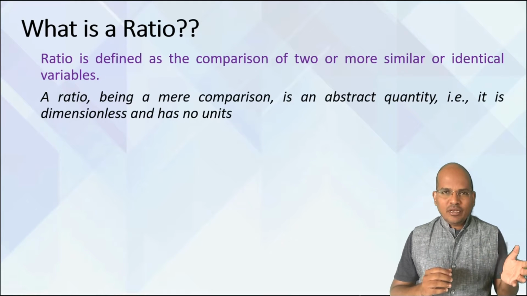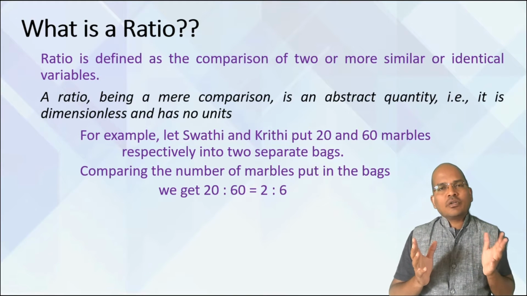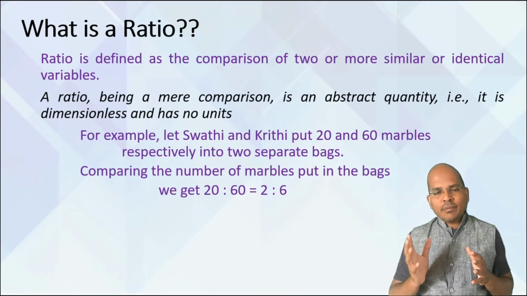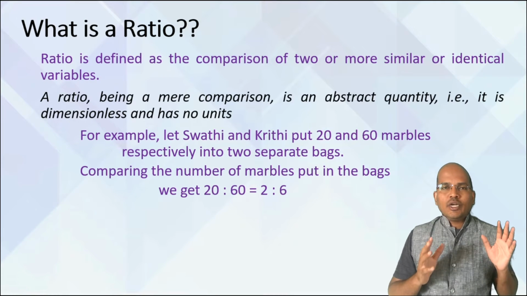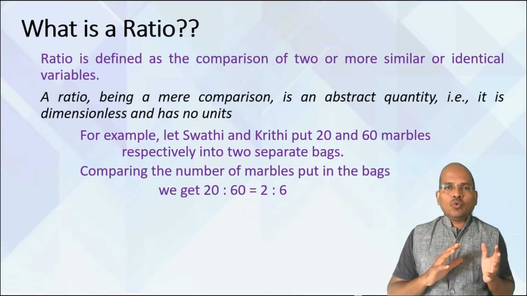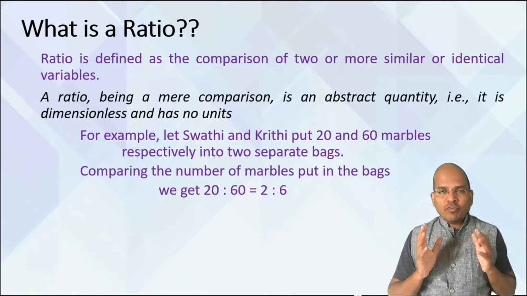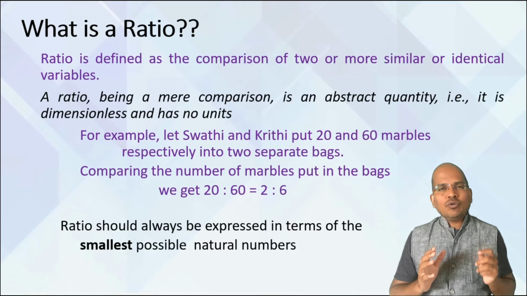Let us take a small example. Assuming that I have Swati and Kriti with some marbles. So Swati puts in 20 marbles and Kriti puts in 60 marbles in a bag. Now, if you want to compare the number of marbles put in by Swati and Kriti, we say it as 20 is to 60. So when you minimize 20 to 60, you get it as 2 is to 6. So we keep in mind that we should always express the ratio in its minimal terms. So a ratio should always be expressed in terms of the smallest possible natural number.